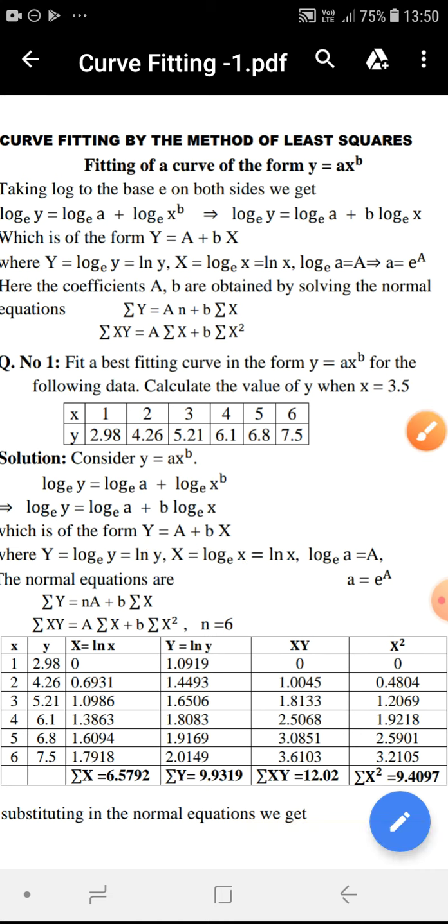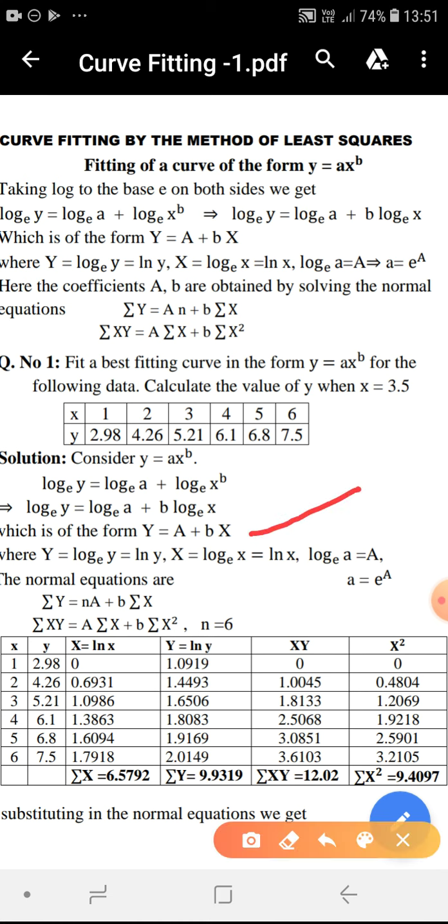Remember that log to the base e means it is ln. So log Y to the base e means ln Y. Capital X is log x to the base e, which means ln X. And log a to the base e is capital A. Small letter a will be e power capital A. So write the normal equations.